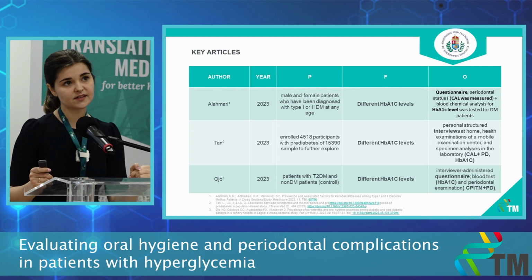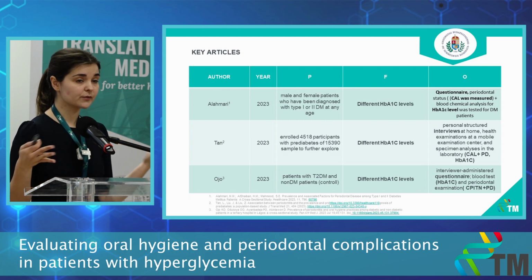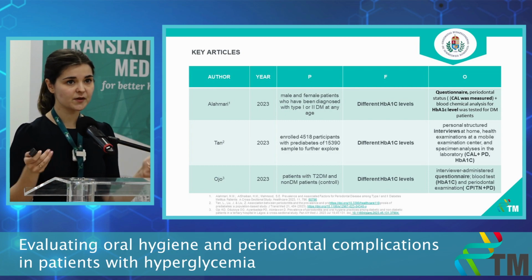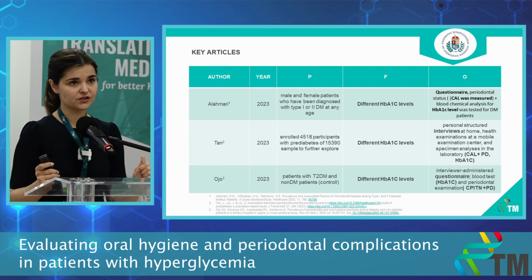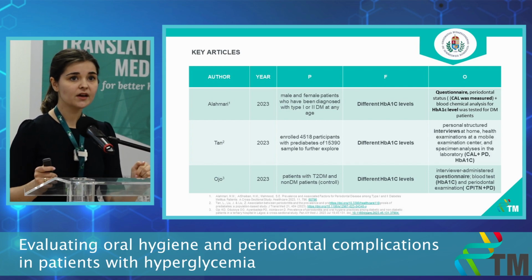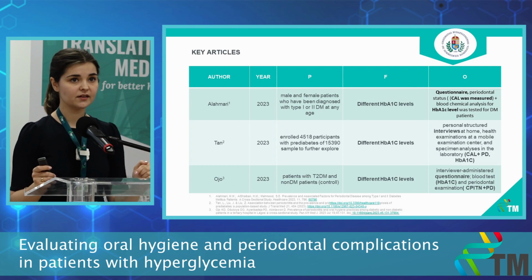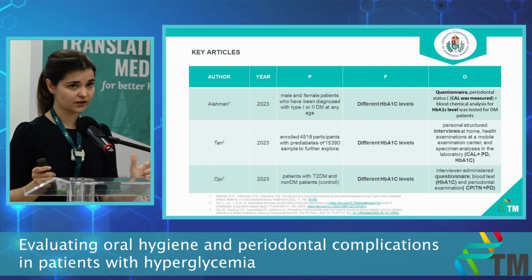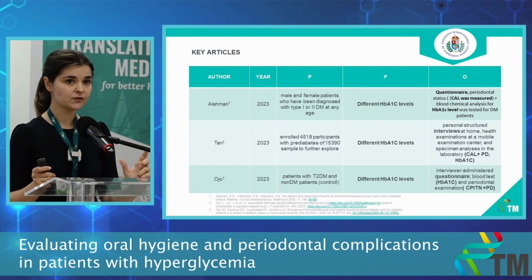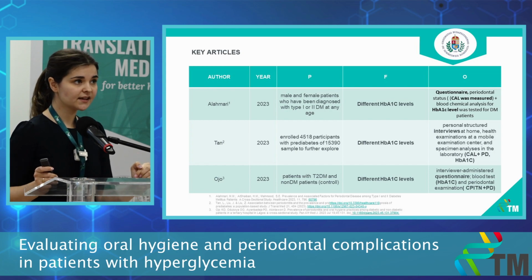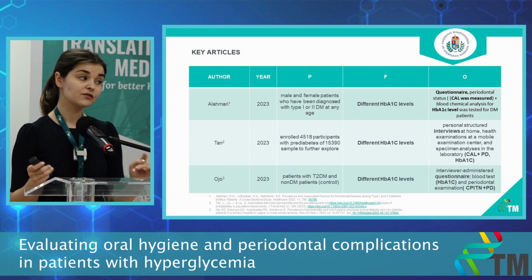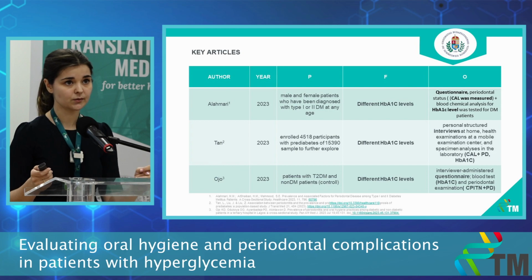On this slide, you can see my 3 key articles. All of them are from last year, so I think it's a pretty hot topic. And I just wrote up the PFO framework for them. As you can see, we can compare the periodontal status in all of them. The hemoglobin A1C levels were available in all of them. And they include questionnaires, and we'd like to examine if we could compare them too.